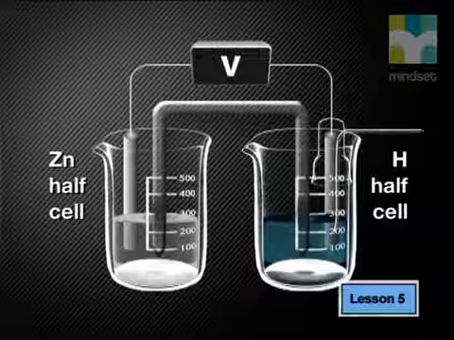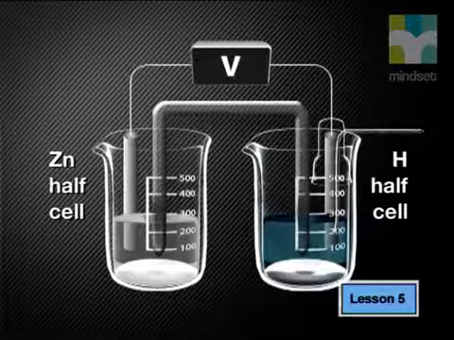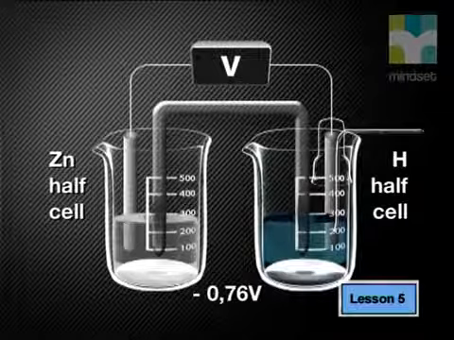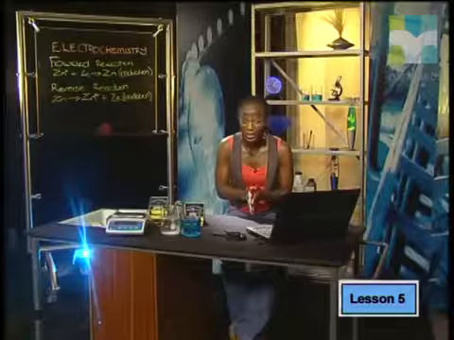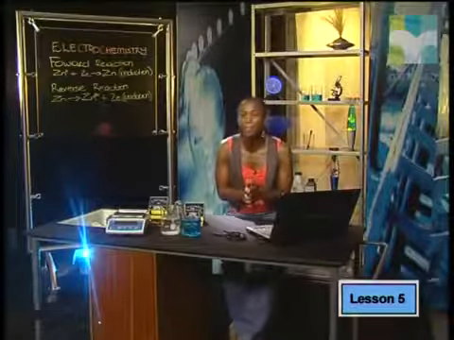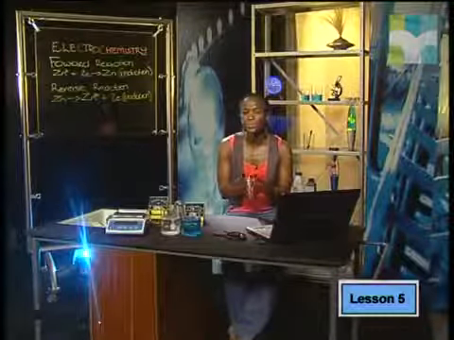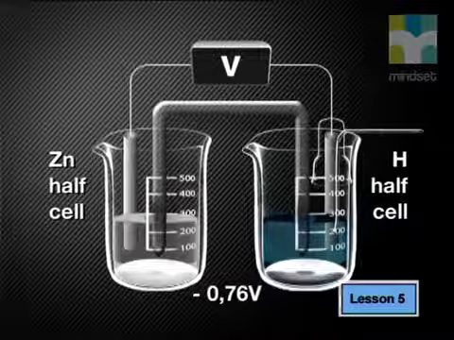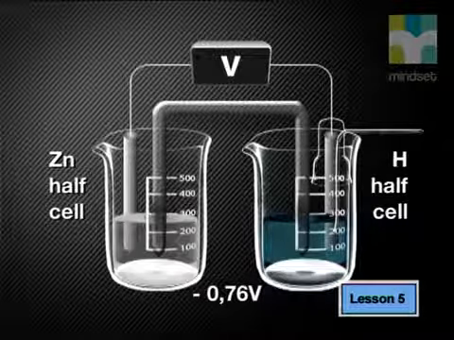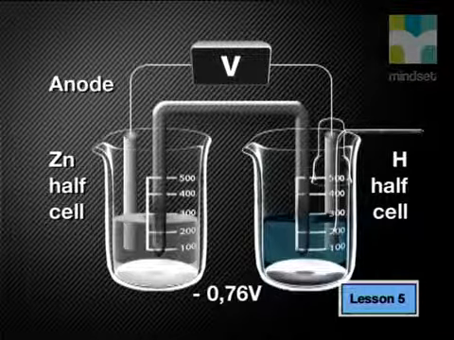When we combine a zinc half cell under standard conditions with the hydrogen half cell, we form a galvanic cell. And the reading on the galvanometer is negative 0.76 volts. So what can you deduce about this negative value? The negative reading on the galvanometer indicates that the zinc half cell is more negative than the hydrogen electrode.